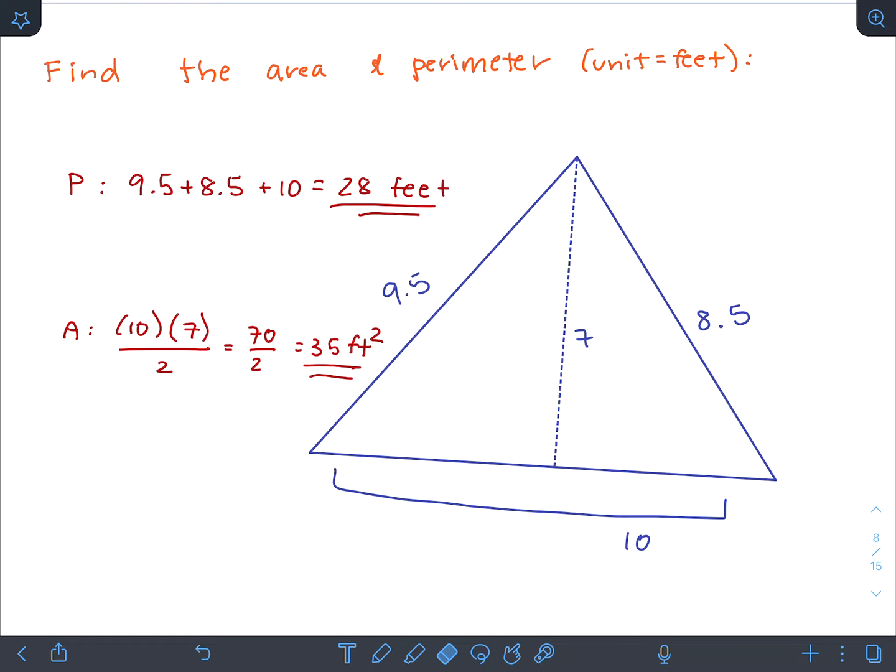Okay, so for the perimeter of this triangle, you are going to add up all the side lengths. You have 9.5, 8.5, and 10. So that gives you a total of 28 feet. And I did tell you in the instructions the unit was feet.